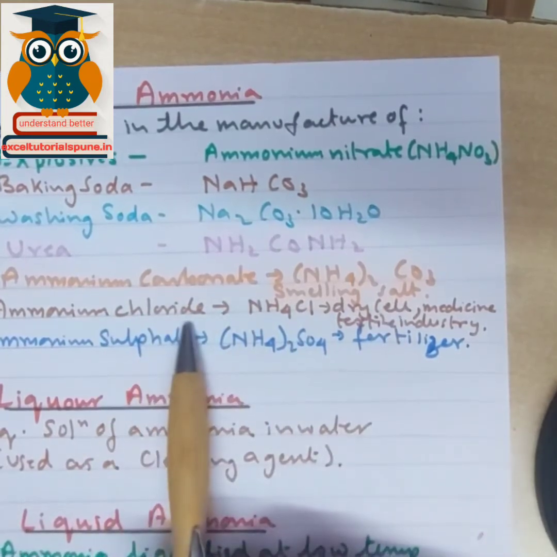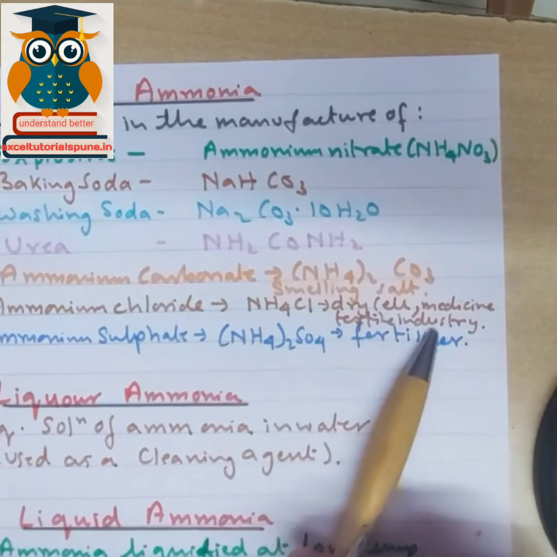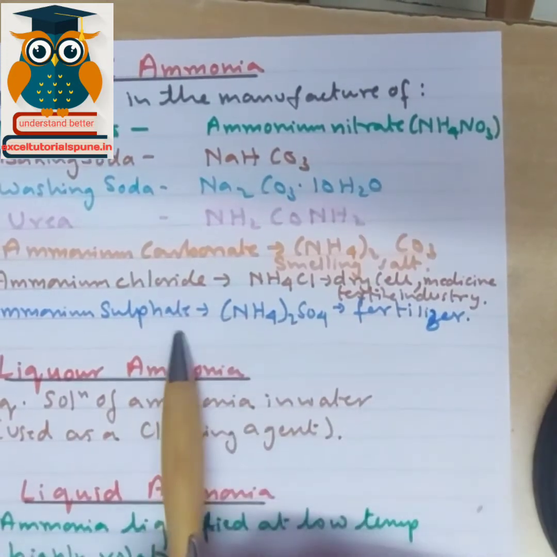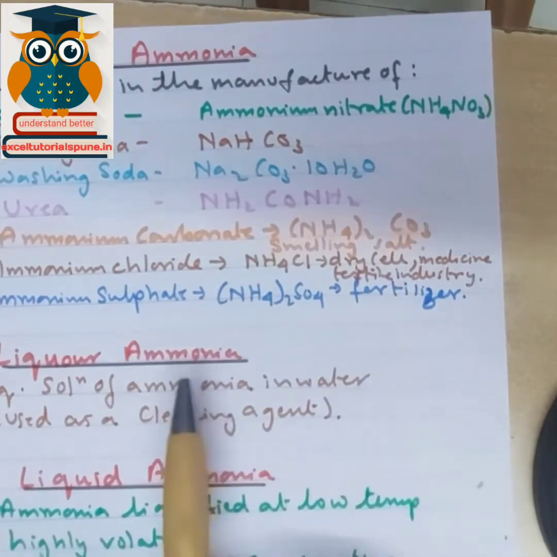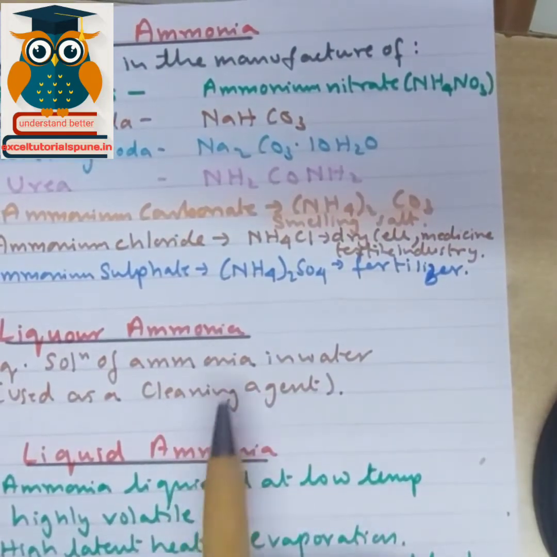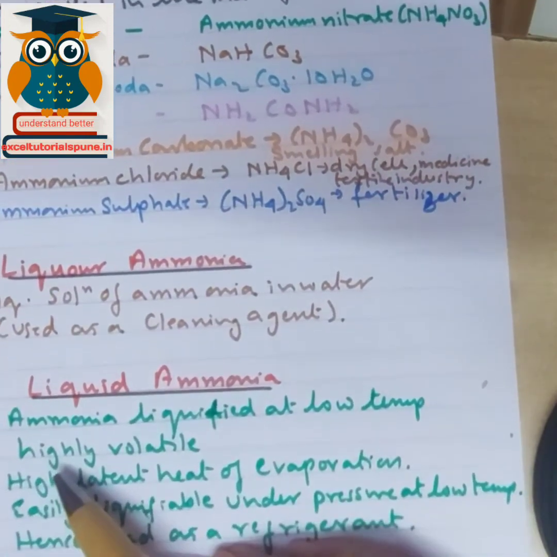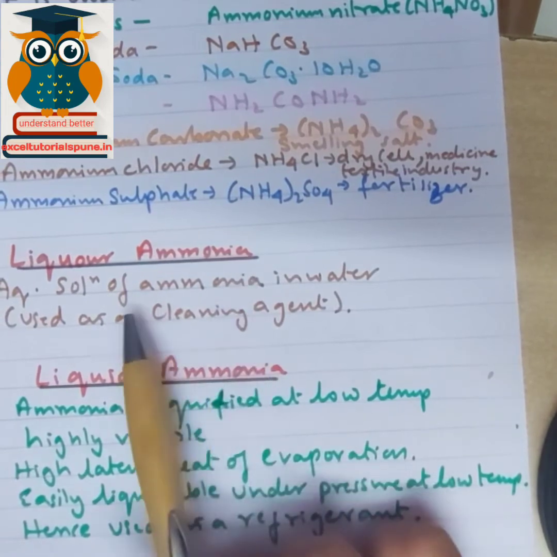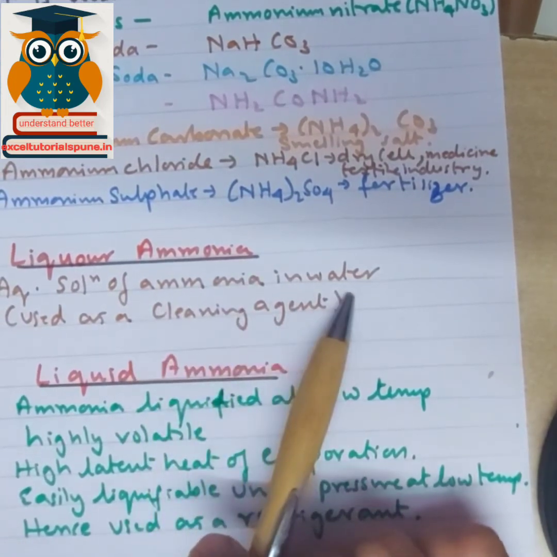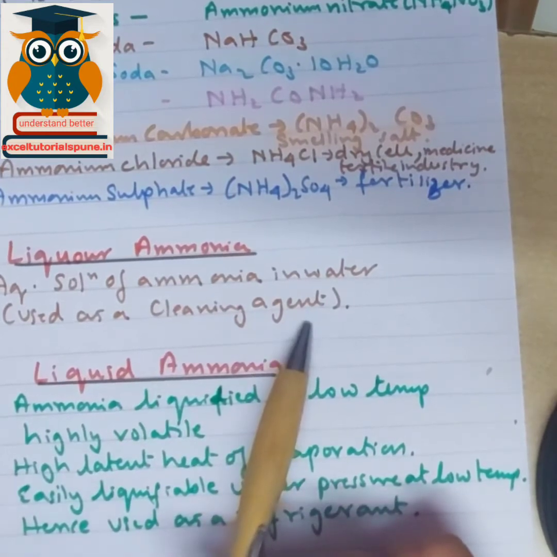Ammonium chloride is used in dry cells as well as medicine as well as in textile industry. Ammonium sulfate, which is a fertilizer. Then liquor ammonia and liquid ammonia. Sometimes we get distinguished between liquor ammonia and liquid ammonia. So what is liquor ammonia? As I have told you before, aqueous solution of ammonia in water is known as liquor ammonia. It is used as a cleaning agent.